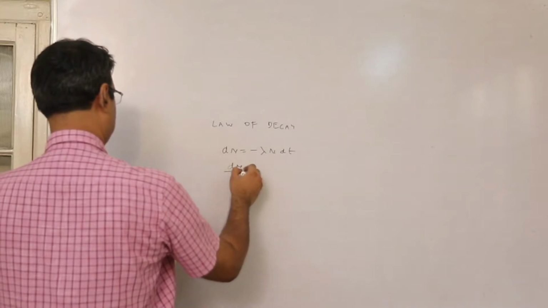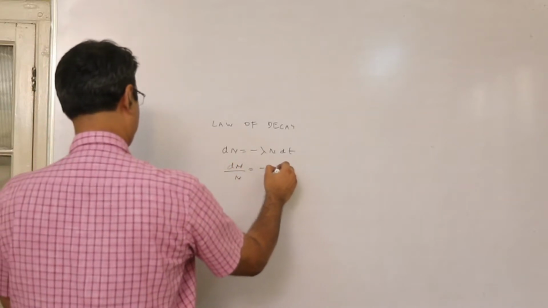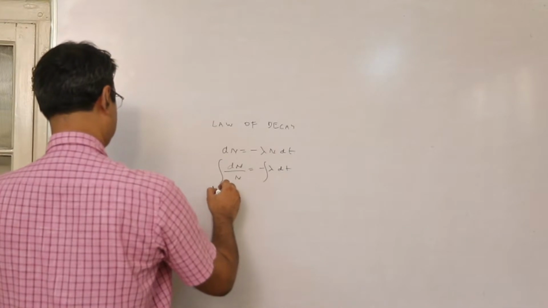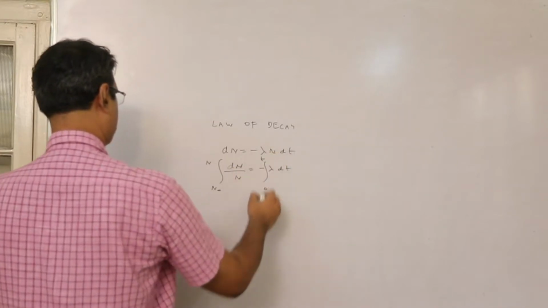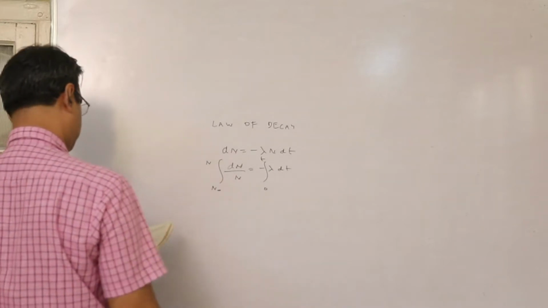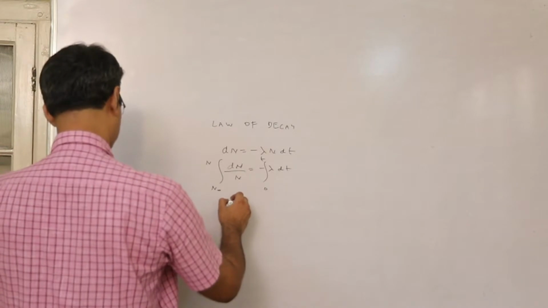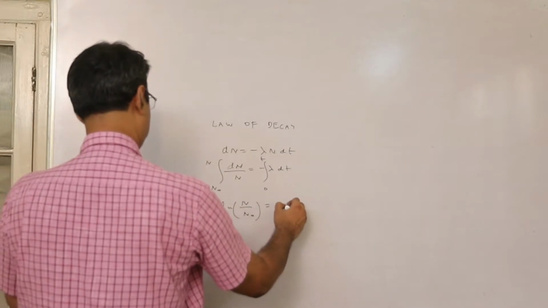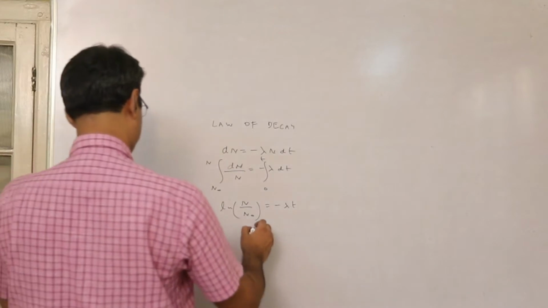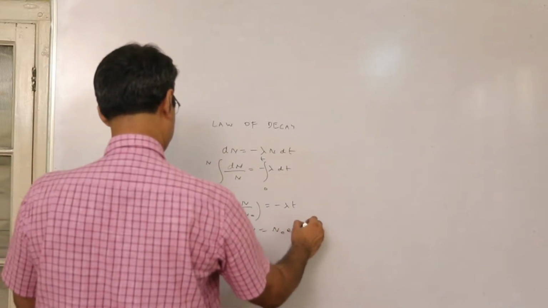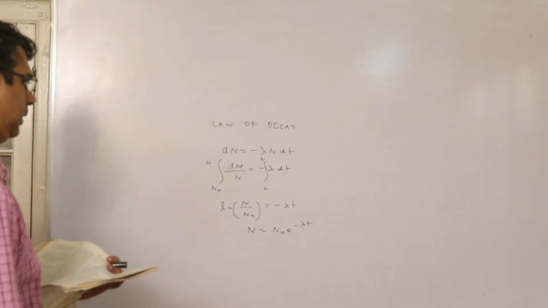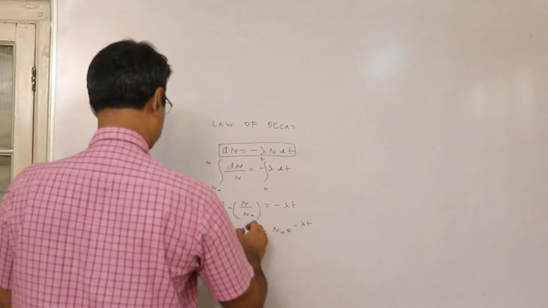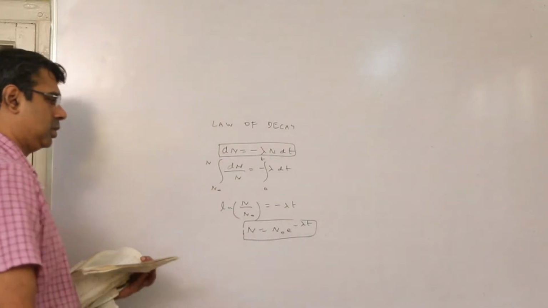This law can also be written like this: dN by N is minus lambda dt. Suppose you integrate both sides. The number of nuclei you integrate from N0 to N, and time from 0 to t. So ln N by N0 is equal to minus lambda t. So N will be N0 into e to the power minus lambda t. This is another form of the same law which we can use for solving problems.